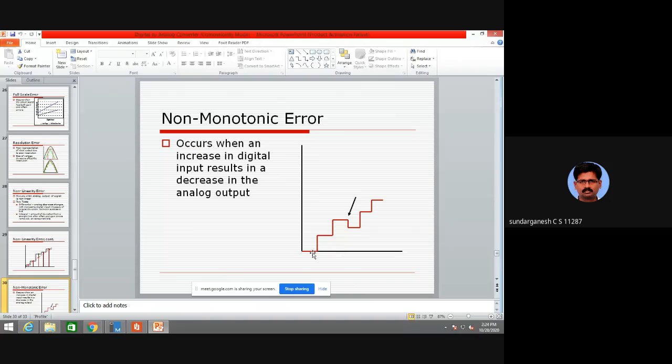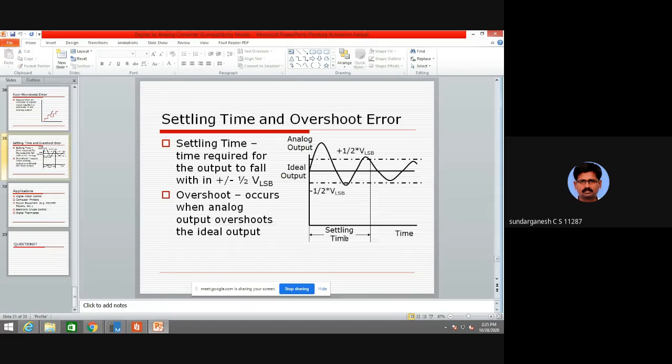Non-monotonic error. Sometimes this error occurs. Normally the output goes up in a good fashion, but some unwanted signal may come in the middle. That is known as non-monotonic error. If you increase the digital input and it results in a decrease in analog output, that is known as non-monotonic error.